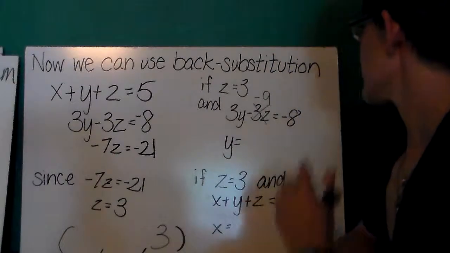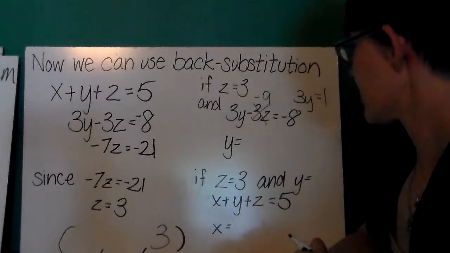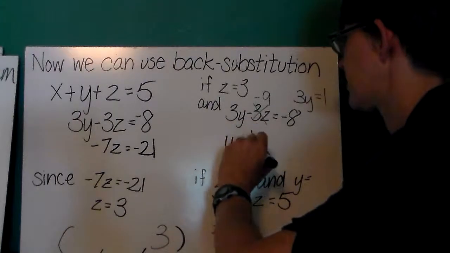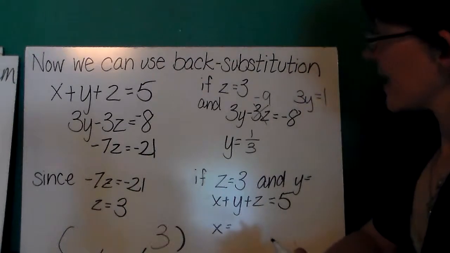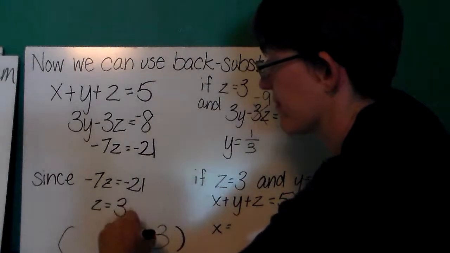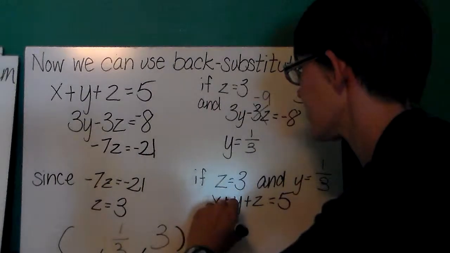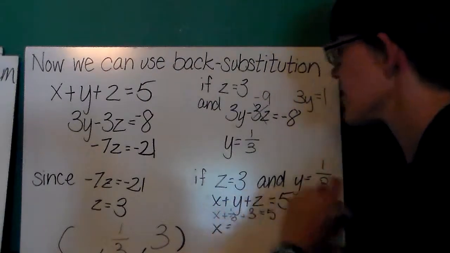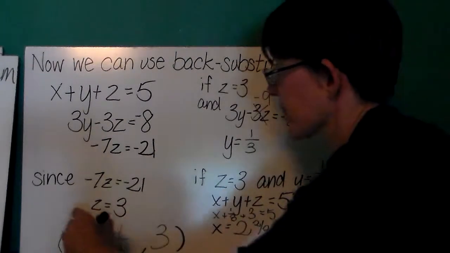So that means that 3y equals 1, and so y equals 1/3. Then, if z equals 3 and y equals 1/3, then x plus y plus z, I have x plus 1/3 plus 3 equals 5. Well, 5 minus 3 is 2. 2 minus 1/3 is 2 and 2/3.